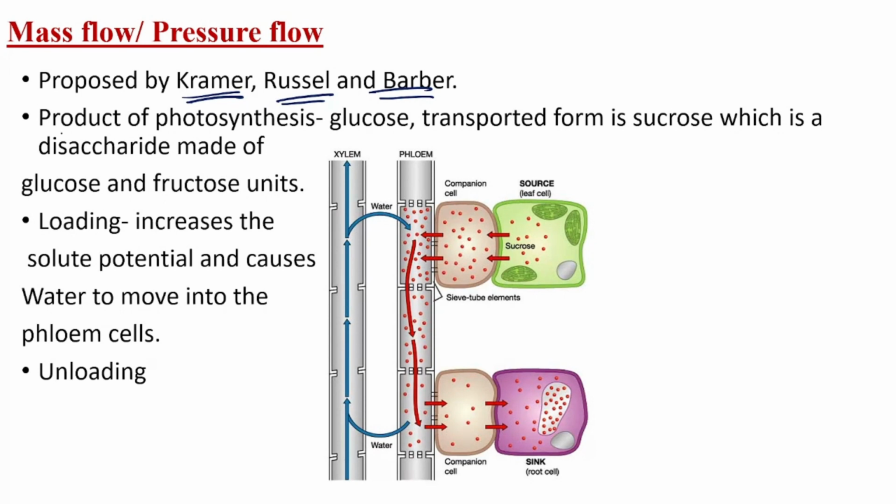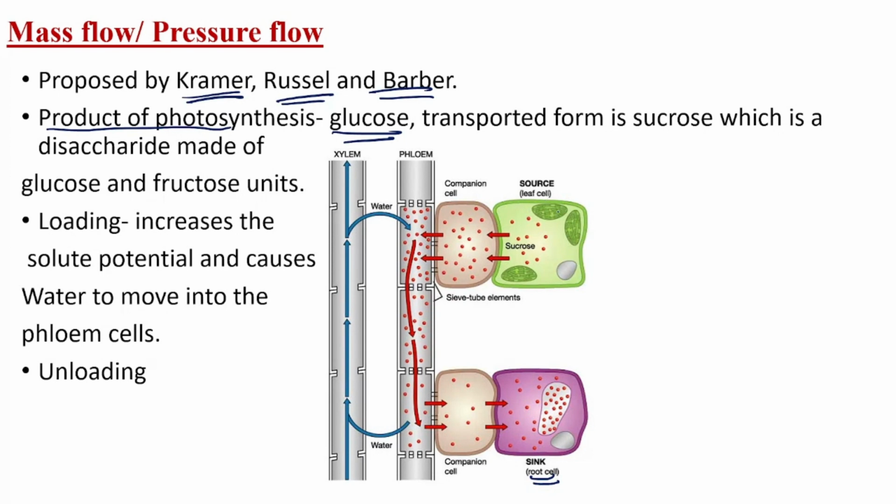I already told you the product of photosynthesis is glucose. This glucose is synthesized in the leaf cell. What is the leaf acting as? It is acting like a source. And the root cell is a sink. It needs the food. And in the leaves we know chloroplasts are present. They are the factories where food is being synthesized.